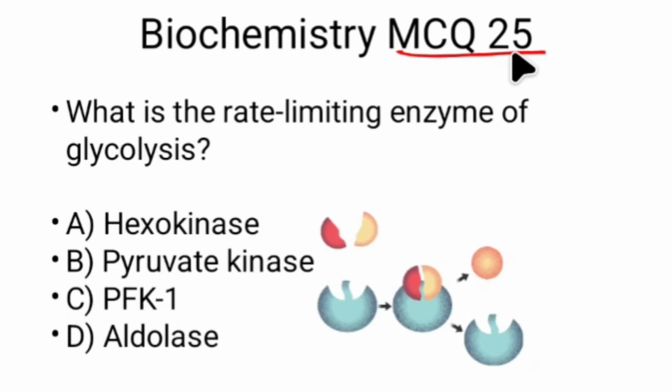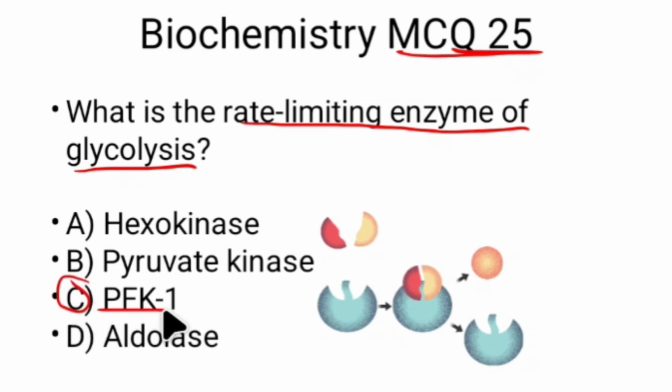Question number 25. What is the rate limiting enzyme of glycolysis? Correct option is C. PFK1. Phosphofructokinase 1 is the rate limiting enzyme of glycolysis.